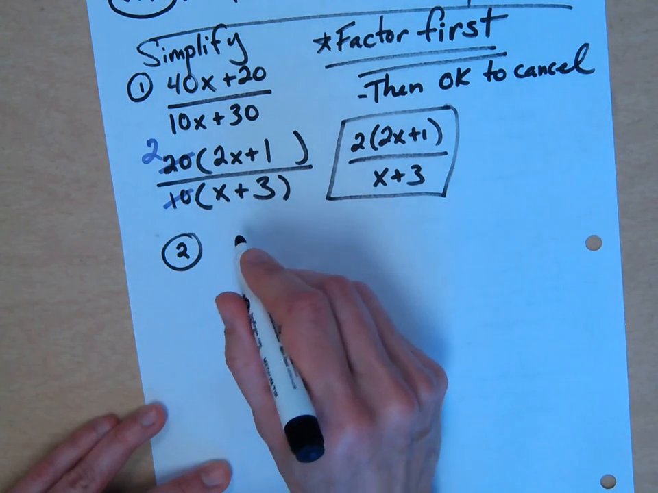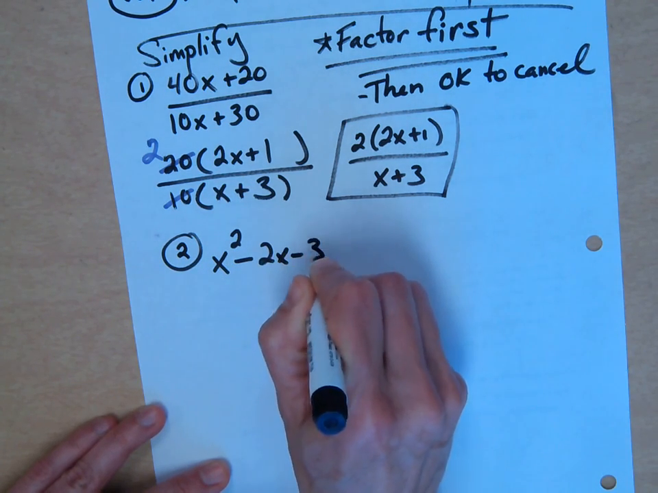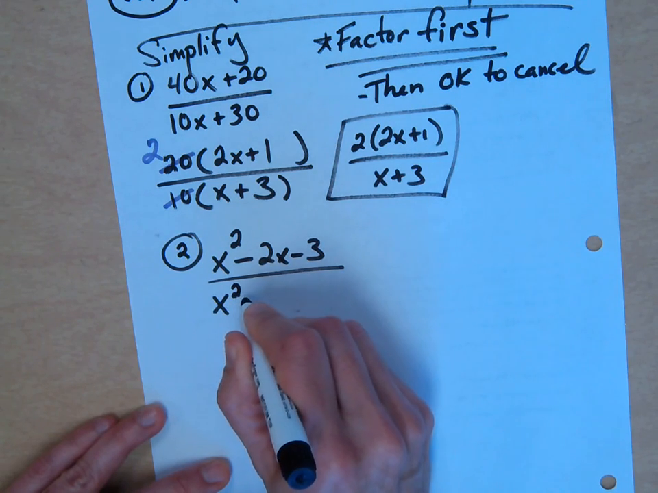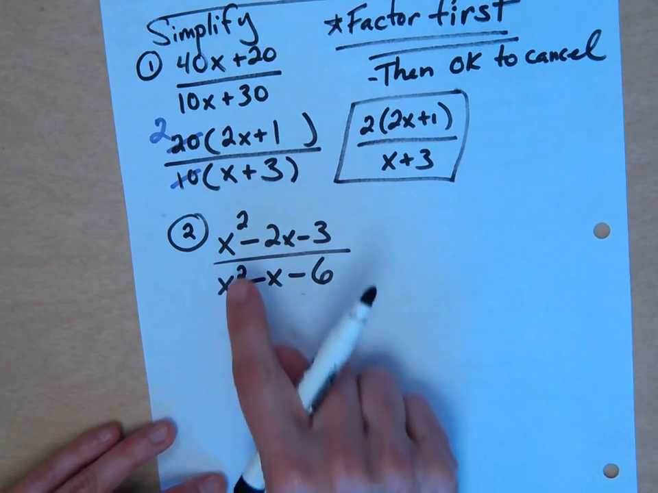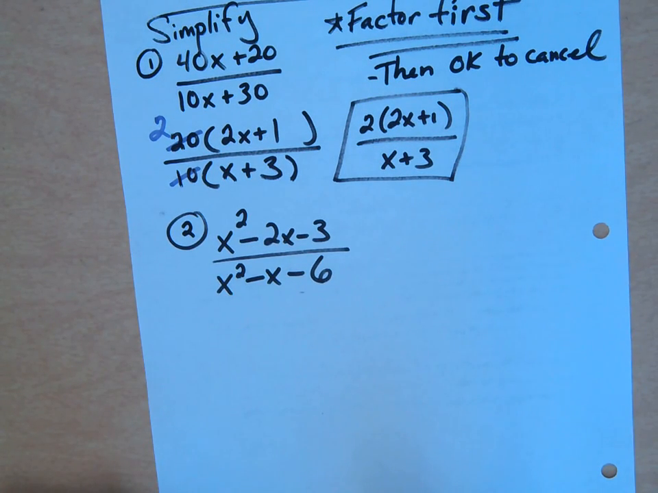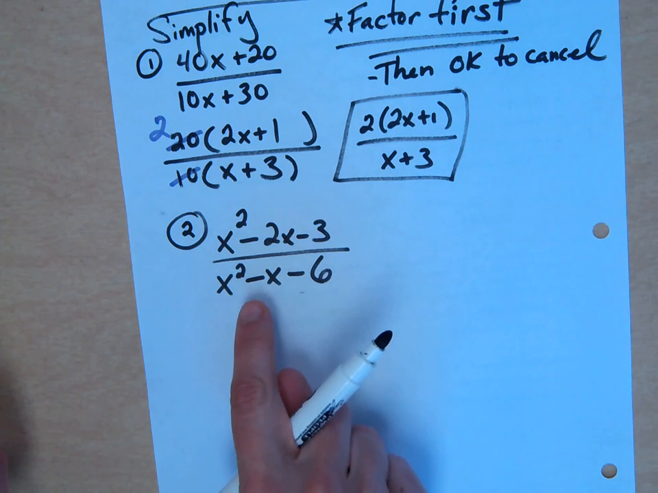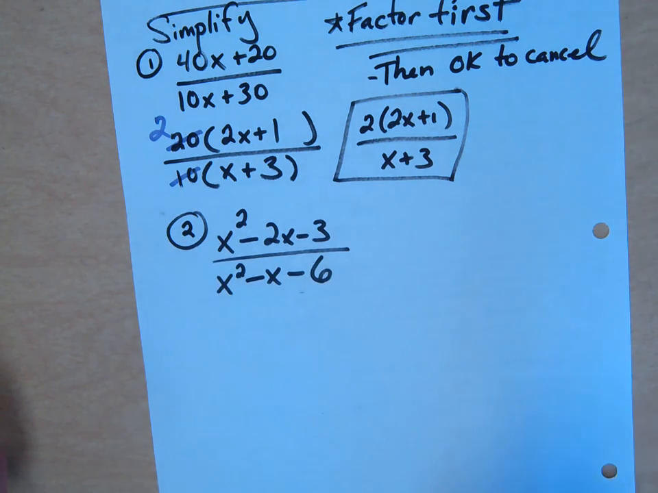Next, simplify. This hopefully will be a little bit nicer. x squared minus 2x minus 3 over x squared minus x minus 6. Oh, so tempting to cross out these x squareds. I can't even tell you how tempting that is, right? Can't do it because of the addition and subtraction between each term. You cannot just cross out these x squareds. It's not the same thing at all.